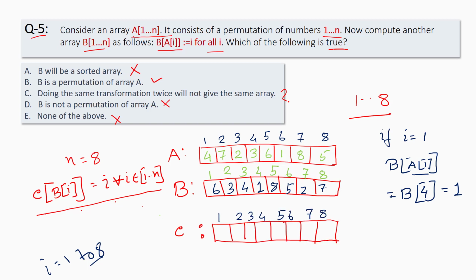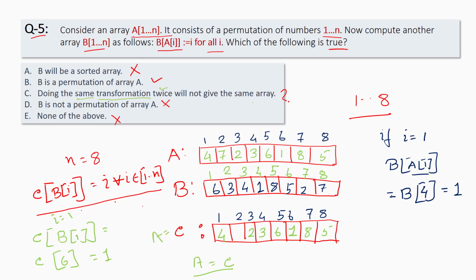Now we are going to check whether C is the array A itself or a different array. Now if we generate C, for example, let us consider one value i equal to 1. In that case, C[B[1]] is equal to 1. What is B[1]? B[1] is 6. C[6] is equal to 1. In this way, we can generate all the values of C, and we can check that A is equal to C. A and C are both the same array. So this option C is not true. So option C is also false. So our answer will be B.